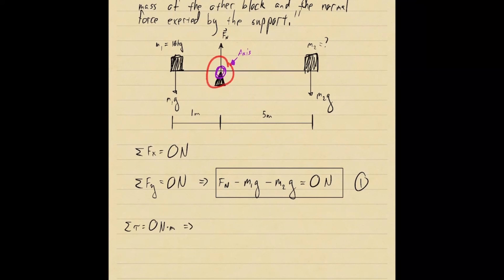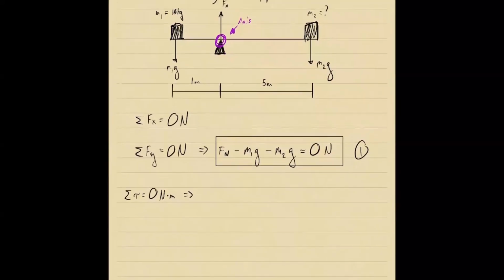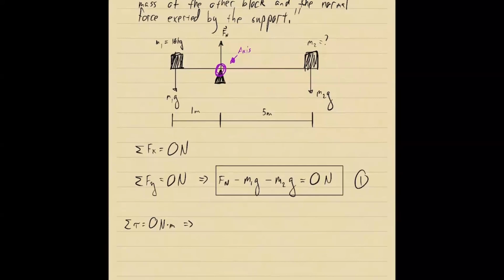And so if this is our axis of rotation right here in the middle, if we're going to be adding up the torques, well, if we're looking strictly at the weight of the first box and how it's going to make this balance board rotate, this is going to cause us to go counterclockwise around our axis of rotation. So this is going to be a positive torque. So it's going to be the magnitude of this force, which is M1G, times the distance away we are from our axis of rotation, which is 1 meter.